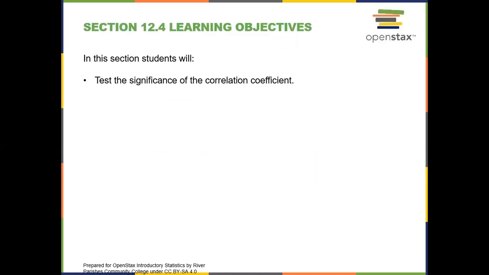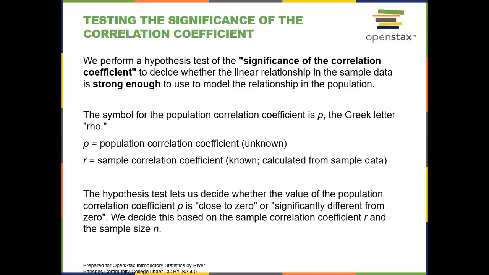Testing the significance of the correlation coefficient. We perform a hypothesis test of the significance of the correlation coefficient to decide whether the linear relationship in the sample data is strong enough to use to model the relationship in the population. The symbol for the population correlation coefficient is rho, which is equivalent to the Greek small r. Rho is the population correlation coefficient, which is unknown. R is the sample correlation coefficient, calculated from the sample data.